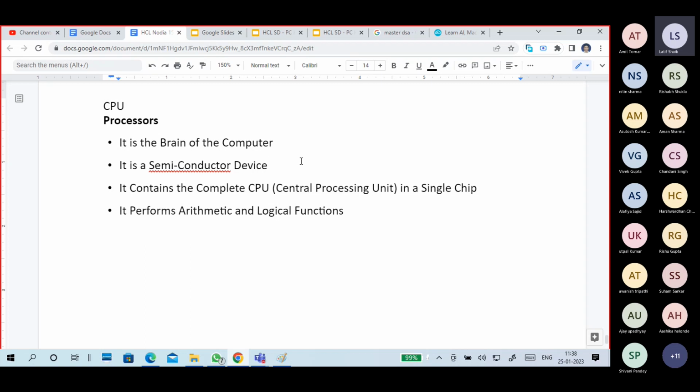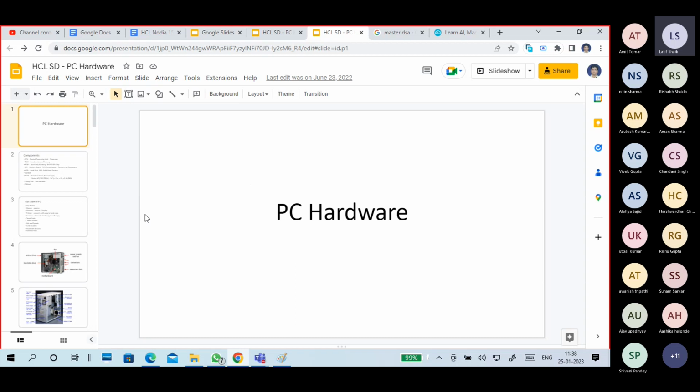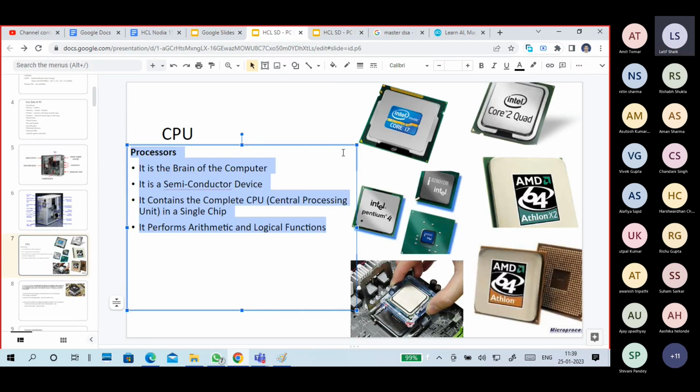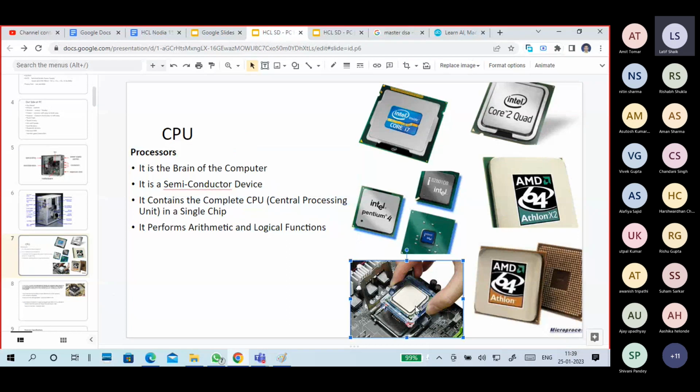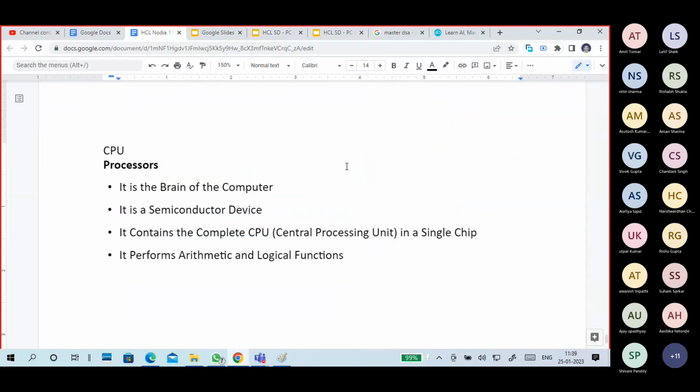So guys, any computer, laptop or mobile phone has a CPU. CPU is a very small chip inside. It is a semiconductor device. It is the brain of your computer or the brain of your mobile phone. It is a single chip. What does the CPU do? CPU does arithmetic and logical functions. CPU has different components. This is how we insert a processor.